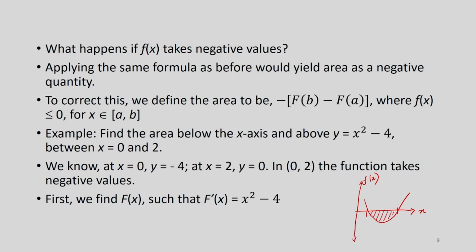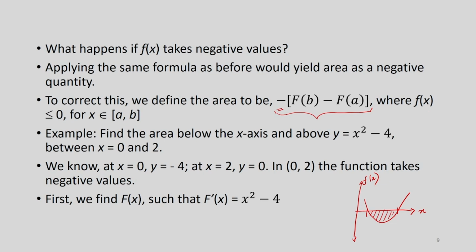Now, to correct this, we define the area to be the negative of what we thought would be the area by our previous formula. So, negative of capital F of b minus capital F of a. This is the method that we should apply, because if we do not add this negative sign, then the area will come out to be negative, which is absurd. So, we apply this formula where f(x) can be negative between a and b.